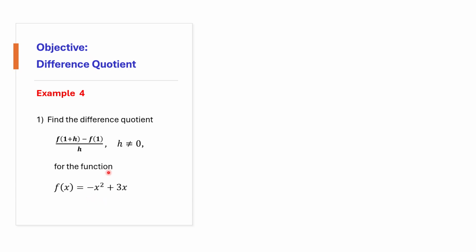First, it's better if we evaluate the function one by one, like evaluating f of 1 plus h, then after that f of 1, and then we can finally create this difference quotient and simplify. So let us start by finding f of 1 plus h. To evaluate f of 1 plus h, we will substitute 1 plus h for every x in this given function. So replace this x with 1 plus h, replace this x with 1 plus h, and we get this.